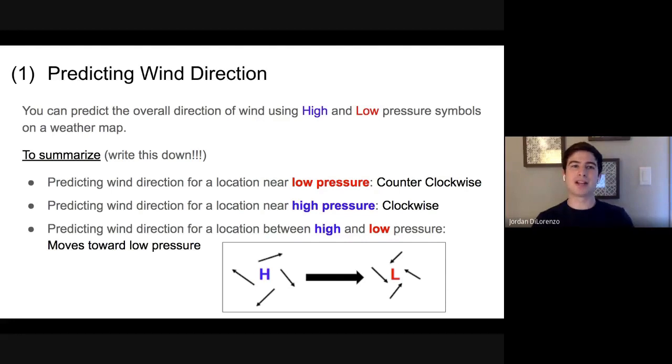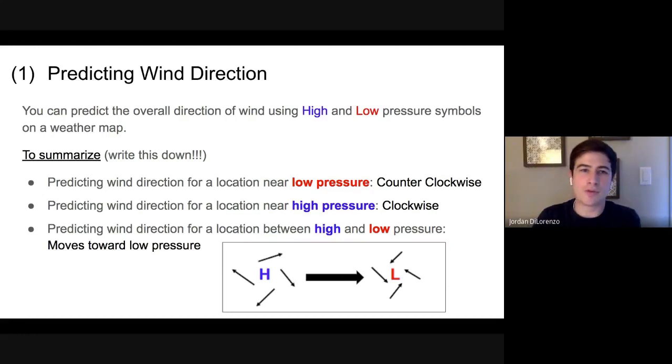All right, so on these next few slides, I'm going to go over specifically how to predict wind direction, wind speed, and how stormy a location will be. So I strongly recommend you get your notes out and write down what I put on these slides. At any point, if you need time to write down what's on the slide, feel free to pause the video and write down what I'm going over. We're going to start with wind direction.